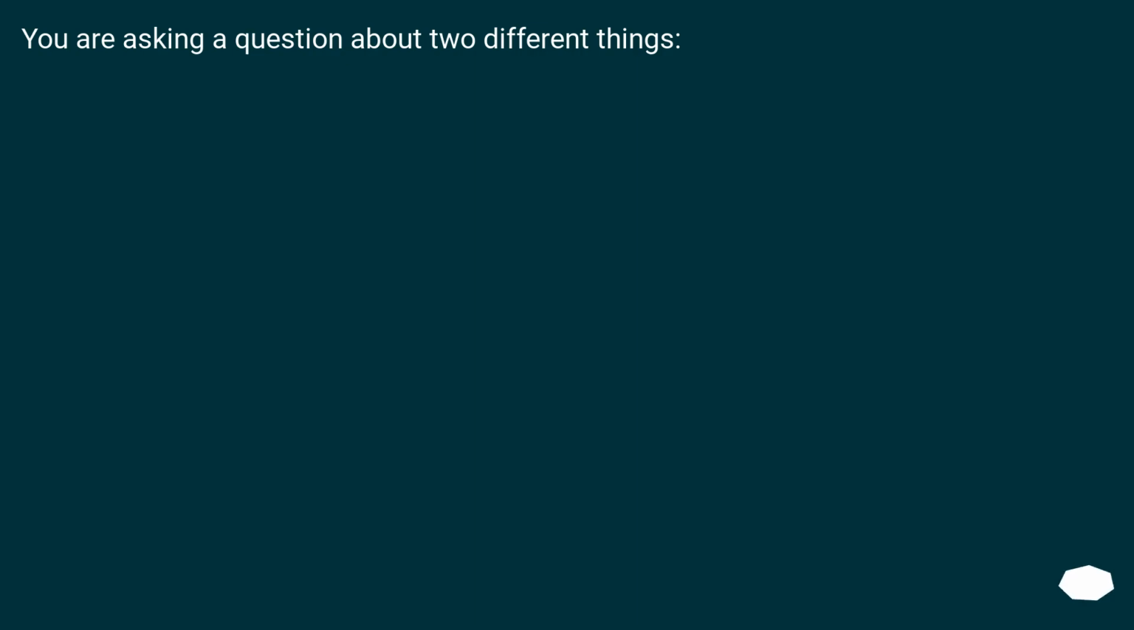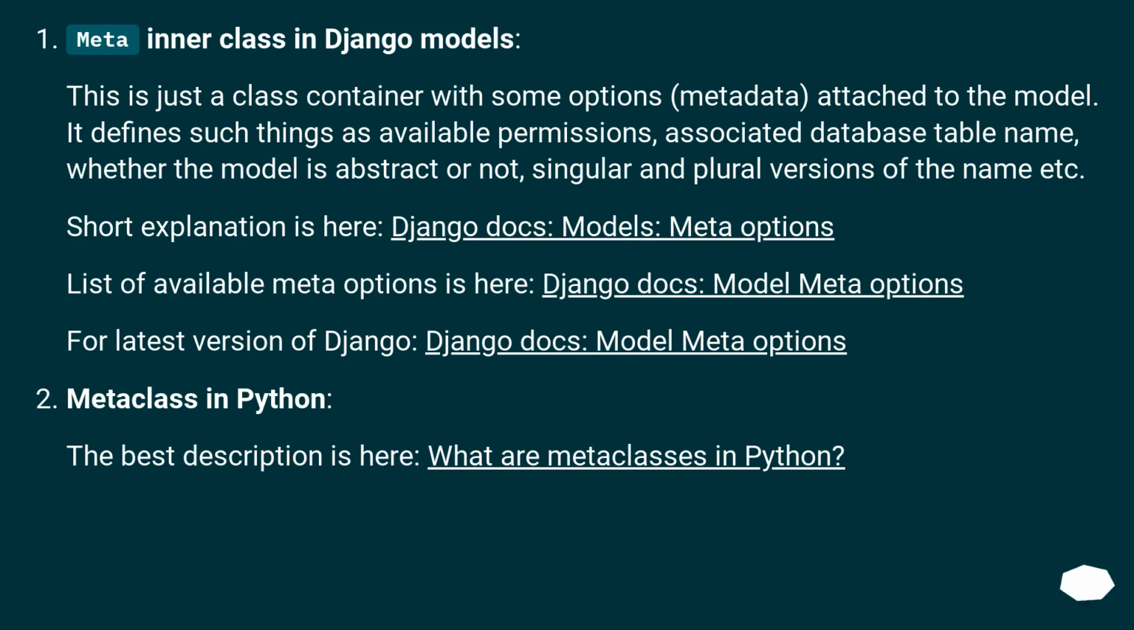You are asking a question about two different things. The Meta inner class in Django models is just a class container with some options, metadata, attached to the model. It defines such things as available permissions, associated database table name, whether the model is abstract or not, singular and plural versions of the name, etc.